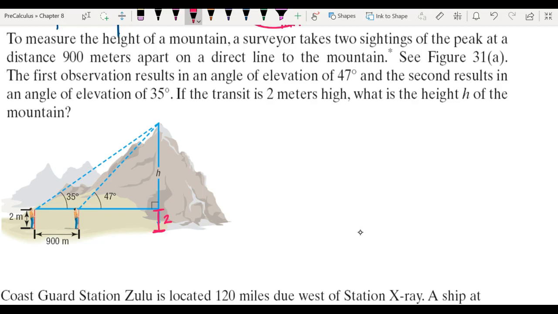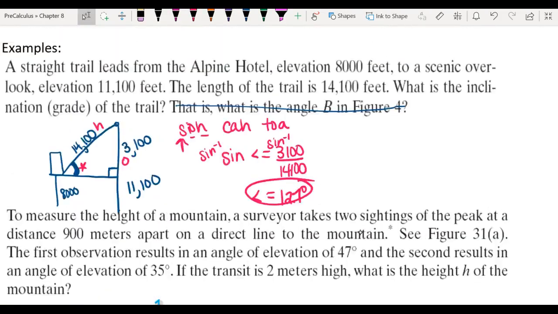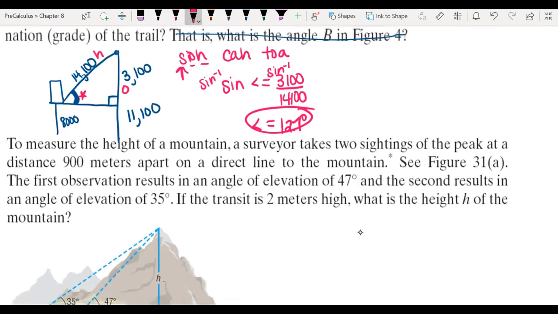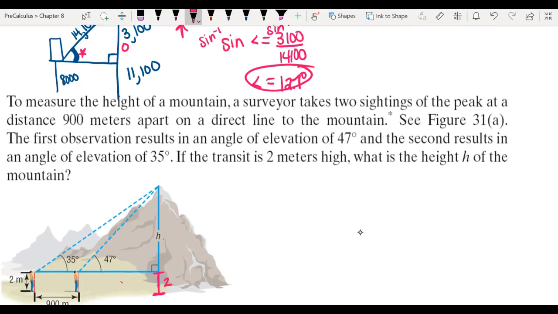So, in this picture, we do have a right angle. But what you need to notice is that we don't know any of the sides of that triangle. Okay? And so what that tells us then is we're actually going to use these two. So if you ever get a right triangle and you don't know a side, you're going to use law of sines or law of cosines.